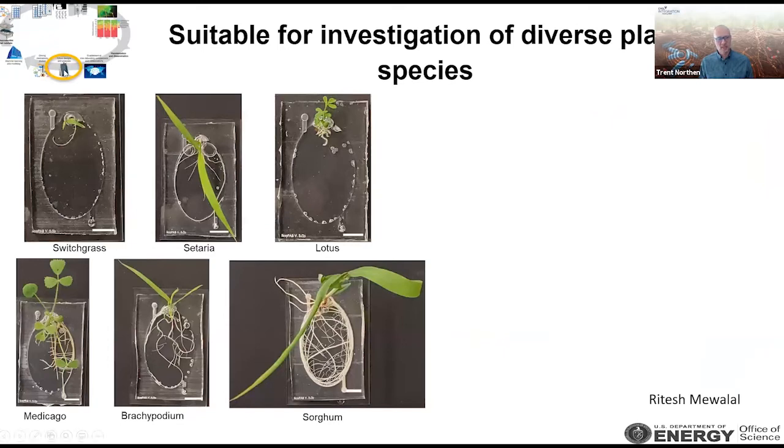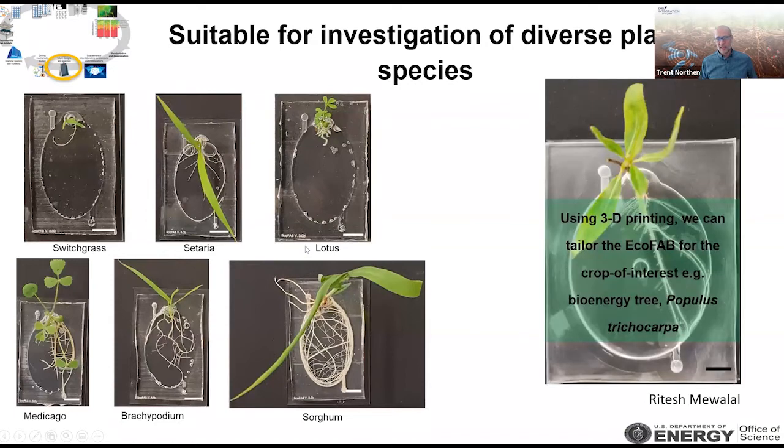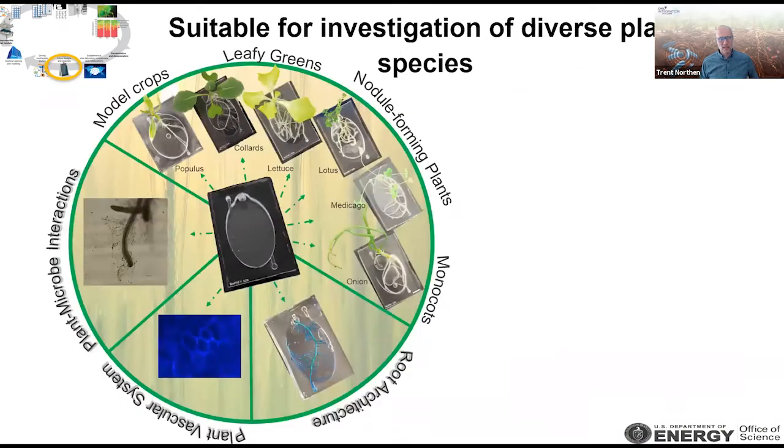And then in terms of extending it to other systems, we've collaborated with many other labs to test these devices out for other model organisms or model plants like Setaria and Lotus, sorghum, Medicago, switchgrass. They all grow well. And then Ritesh, who used to be in Jerry Tuskan's lab, tried making a gigantic EcoFAB, and he was able to grow Populus trichocarpa in it. So that was pretty fun to have this gigantic EcoFAB. So the basic design seems to work for many plant hosts.